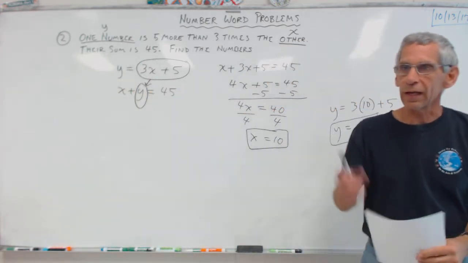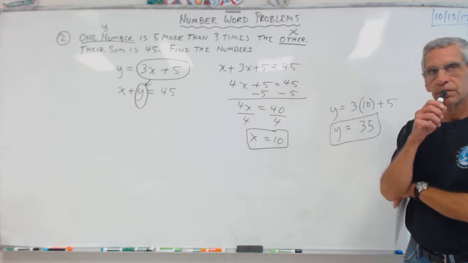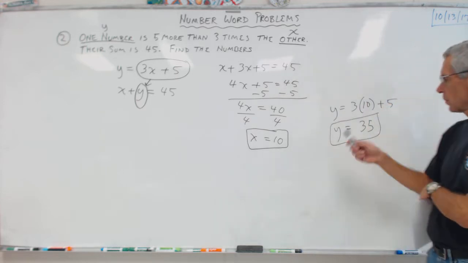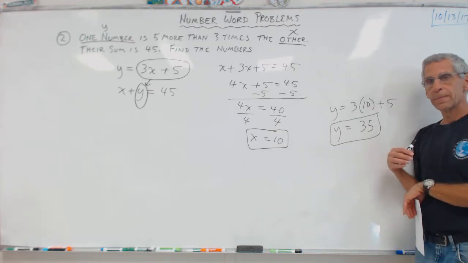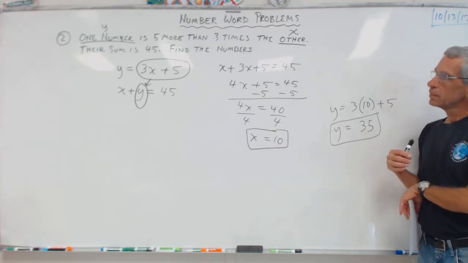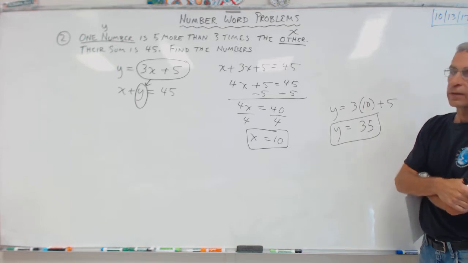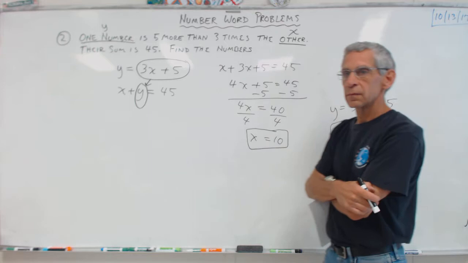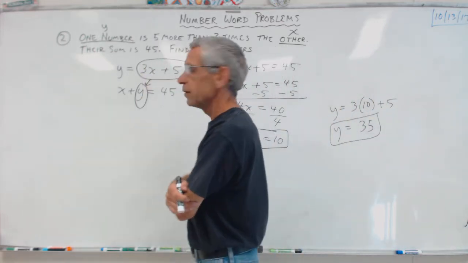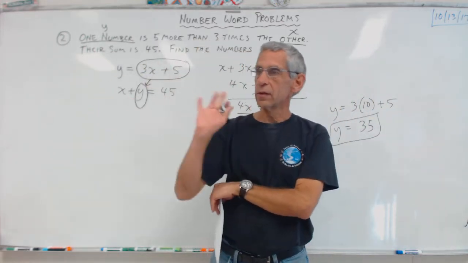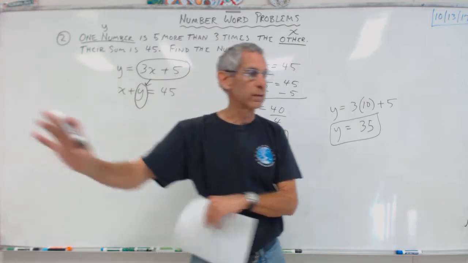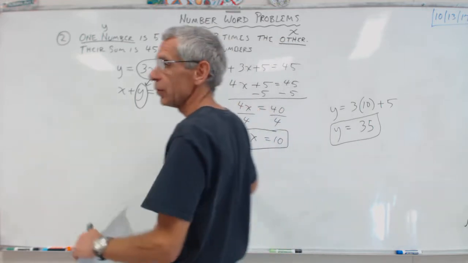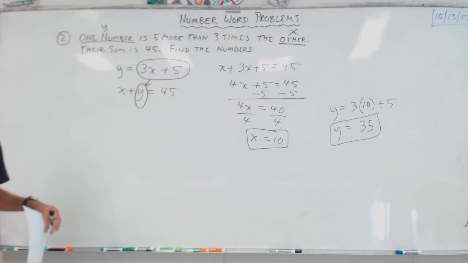Pretty straightforward? Question. Instead of doing y equals 3 times 10 plus 5, you can just subtract 45 minus 10 and you have y. Correct. Totally fine. Use your method if that works for you. Okay, let's try one more. We're kind of running out of time here, but can I erase?